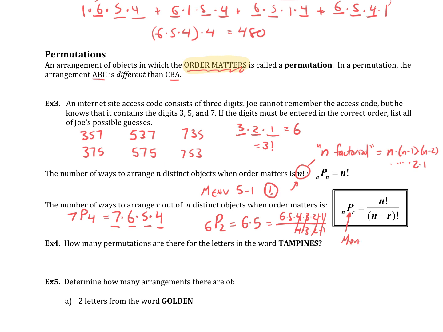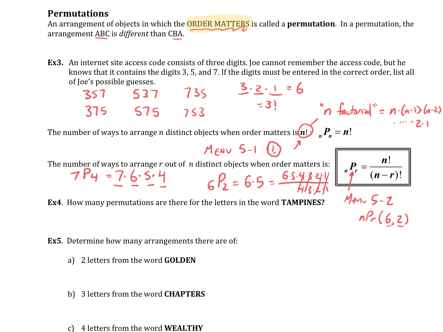This on the calculator is menu 5, 2. If you do menu 5, 2, you get nPr and an open parenthesis, and you'd have to enter the 2 numbers you want to put in for n and r. We will do this in class, but that's just quickly where that comes from.